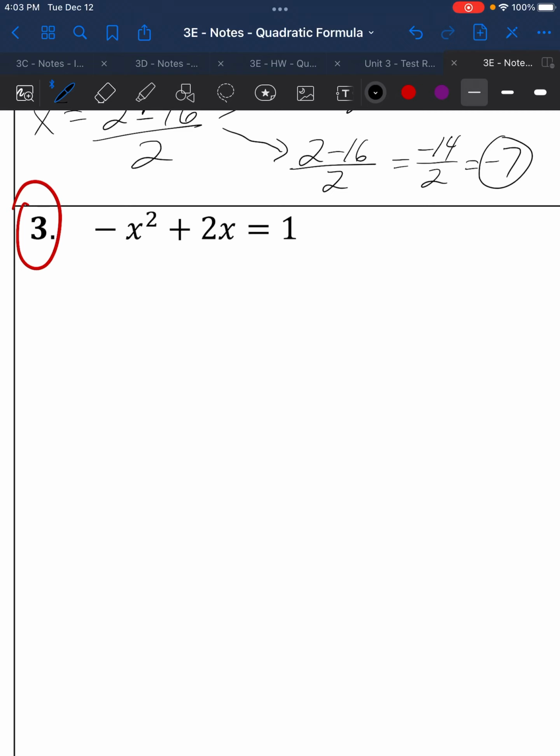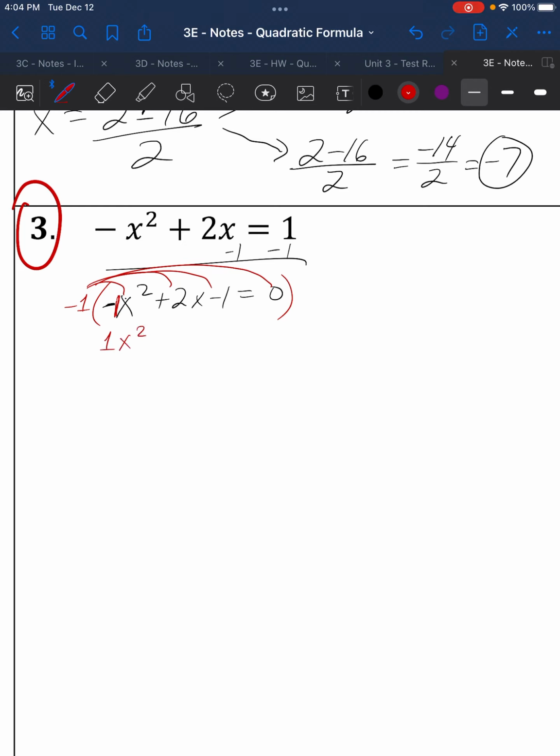All right, number 3. I have my a, b, and c. Now, the c I don't have yet because I need to make this into standard form, which means I need to subtract 1. Now, I don't like having the a be a negative. Right now it's -1. So the one thing you can do is multiply everything by -1. Because if you multiply the left side and the right side, it doesn't change the actual equation. It just morphs it into a better looking situation.